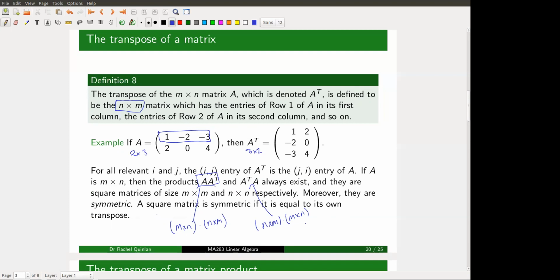So the one that starts with A has the same number of rows as A, and the one that starts with A transpose has the number of rows of A transpose, which is the number of columns of A, as its number of rows.